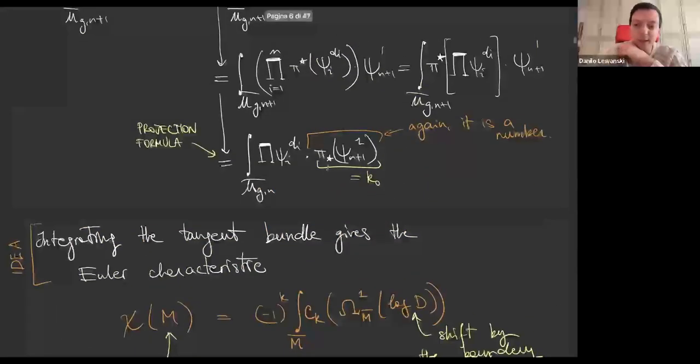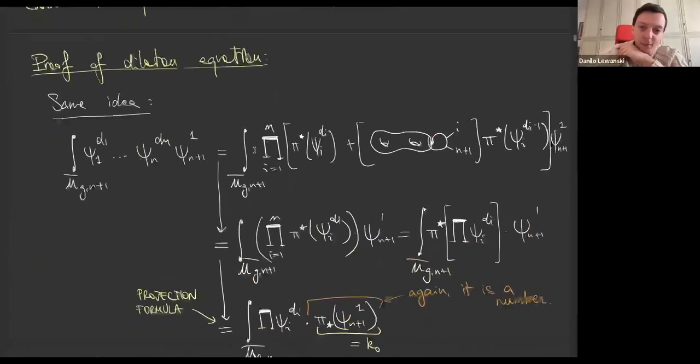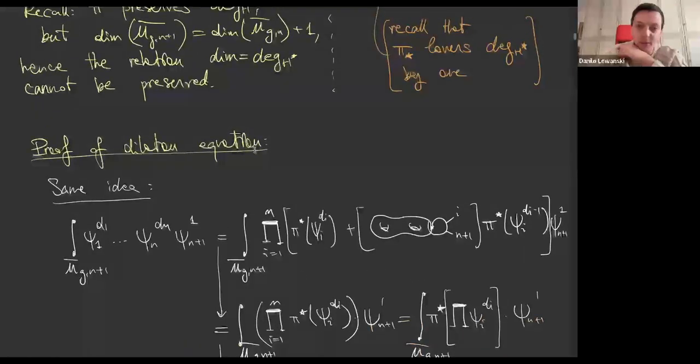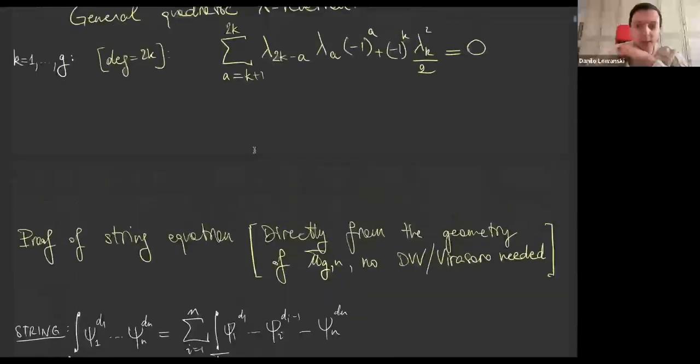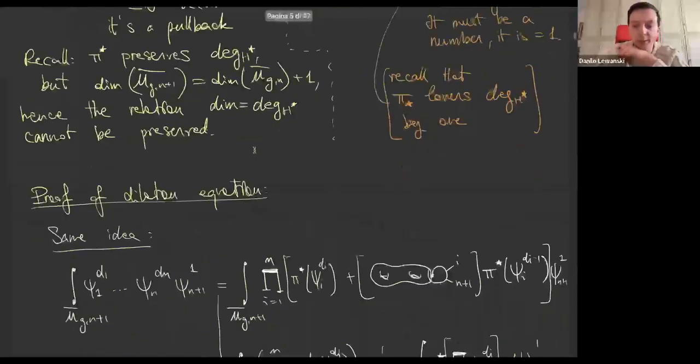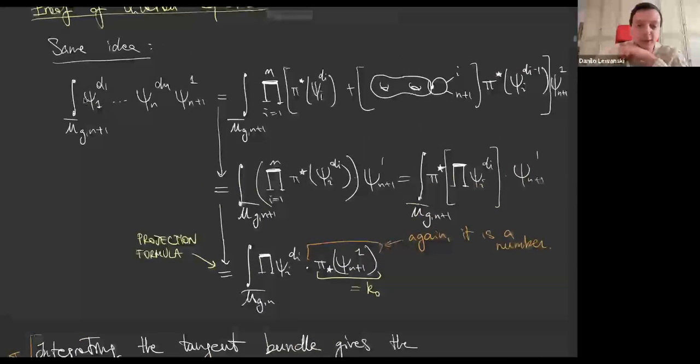So now this kappa 0 here is 2g minus 2 plus n. And this number gives you exactly the dilaton equation. I don't know where we wrote the dilaton equation, probably in the previous lecture, but the dilaton equation is just that this left-hand side over here with psi to the power 1 is equal to this integral over here where g,n+1 became g,n. Now you have the same monomial, but you don't have this guy over here. This guy turned into 2g minus 2 plus n.